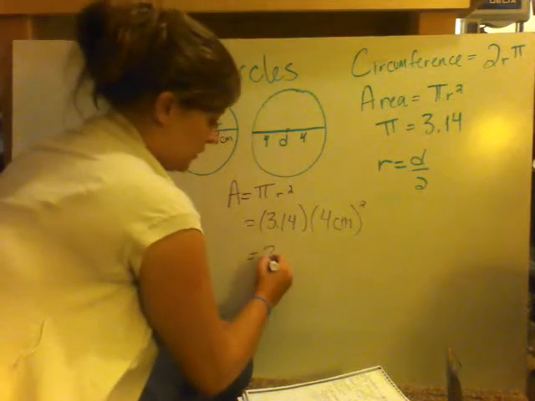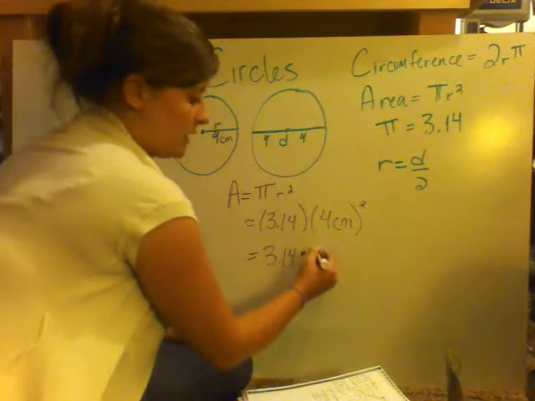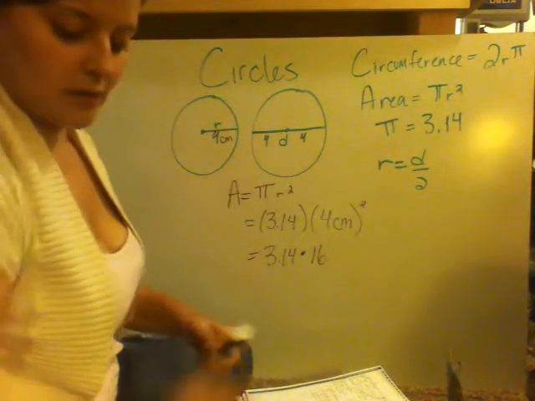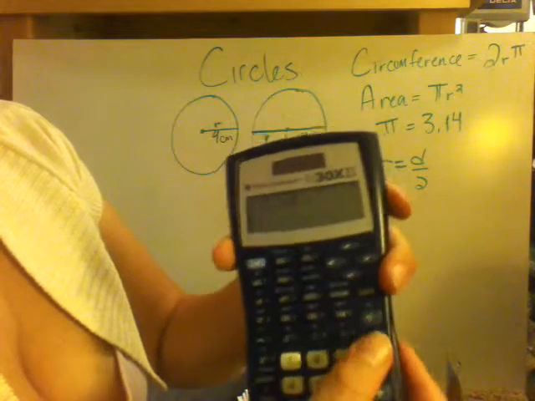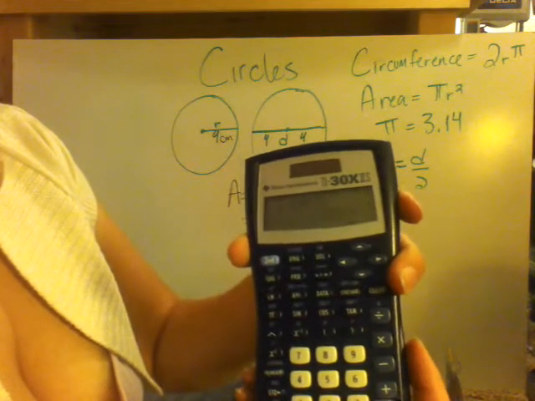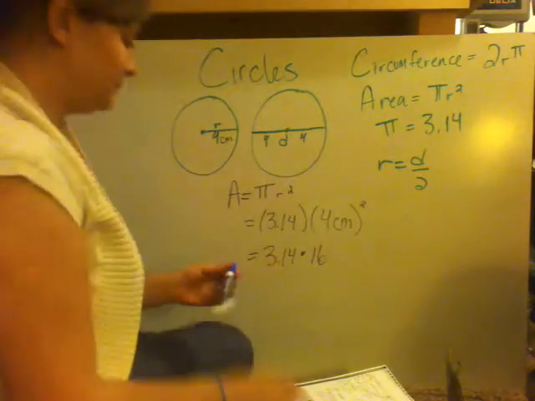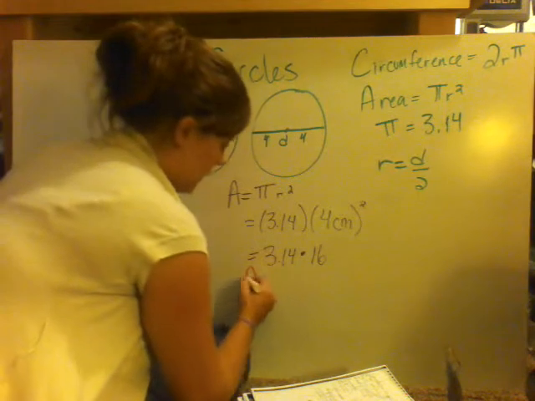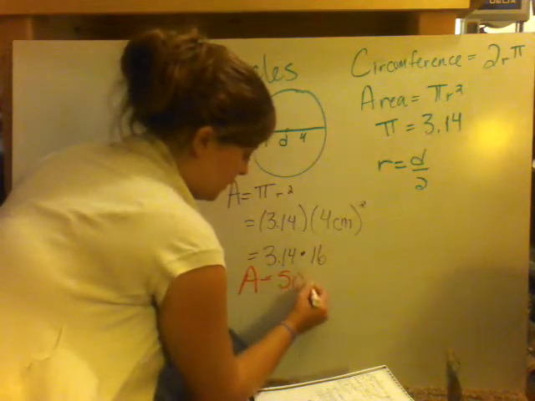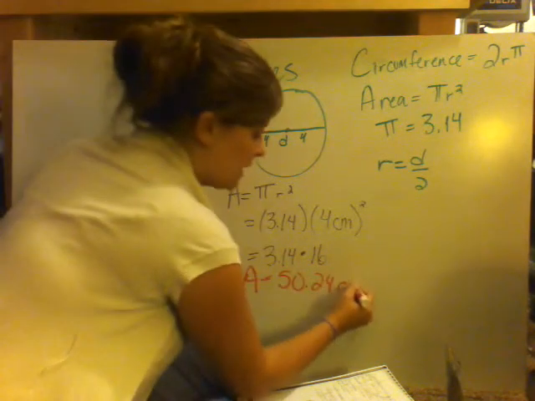So this is actually going to be 3.14 times 4 squared is 16, and I'm not going to put my units on. So I'm going to take my calculator. 3.14 times 16 is equal to 50.24. So my area is equal to 50.24. Again, I've given centimeters, so it's centimeters.